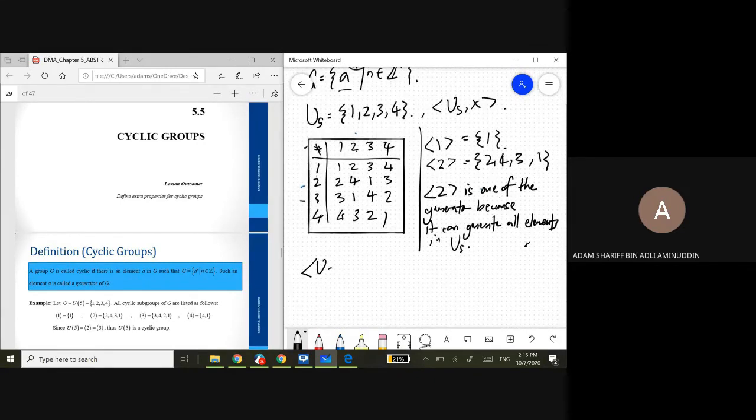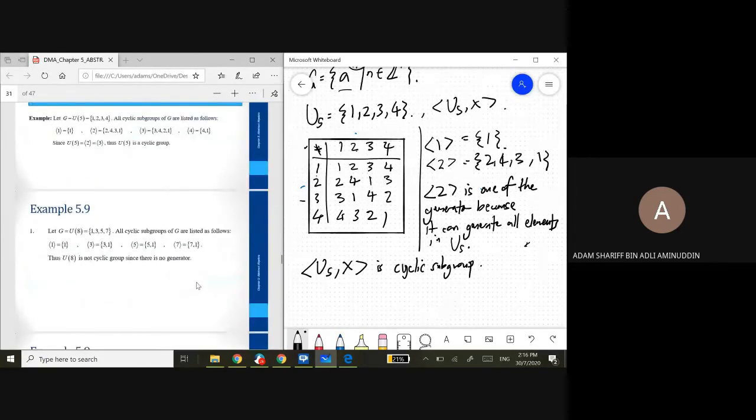Therefore, this is existential quantifier. U5 under multiplication is a cyclic subgroup, again because there exists a generator. You can verify 3 is also the generator, 4 is not the generator. Still, that does not deny the fact that this U5 is a cyclic subgroup.